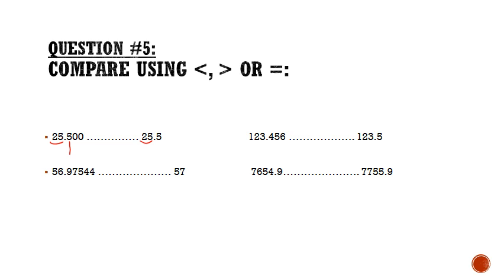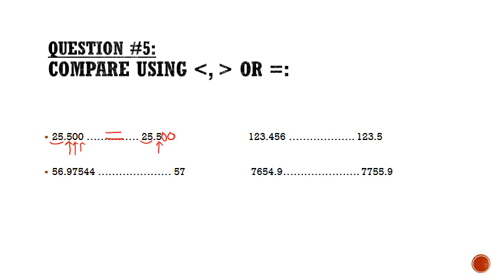The first digit is 5, and here I also have 5. And I have zeros, and also I have zeros here. So these numbers are equal. Okay? Let us do the second one.